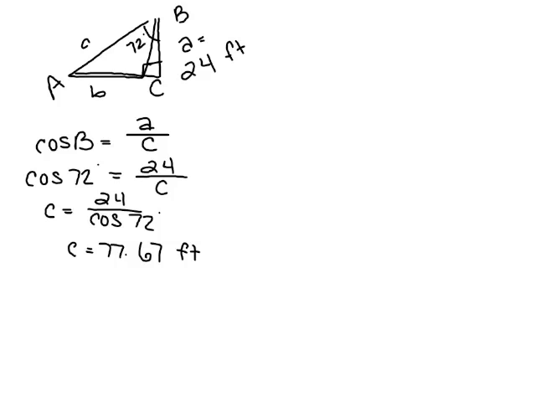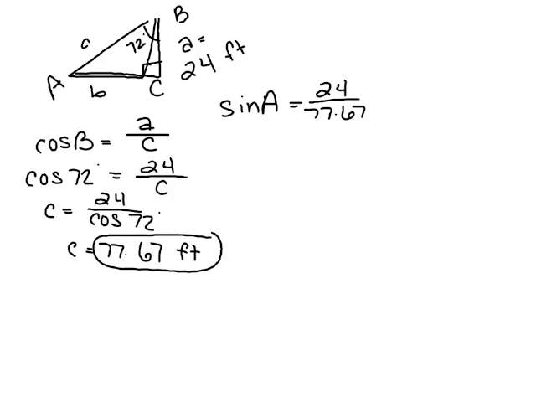7.67 feet is our side length C. Let's find angle A now that we have two side lengths. So I have a hypotenuse, and then which side do I have in relation to angle A? I have the opposite. So what's the formula for opposite over hypotenuse? Okay, so the sine for angle A is equal to the opposite side over the hypotenuse. So let's use 77.67 for our hypotenuse.